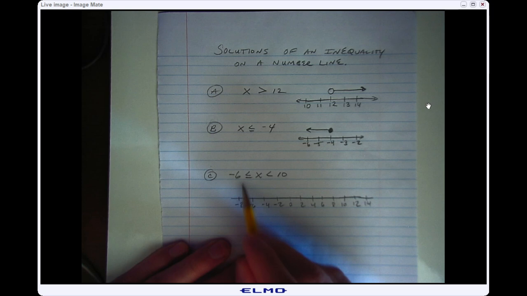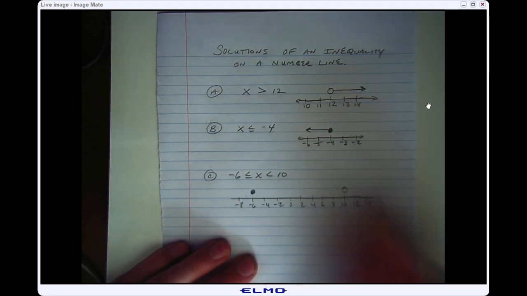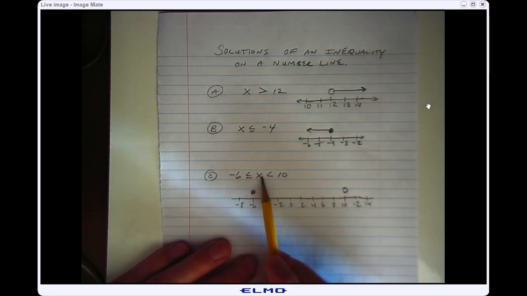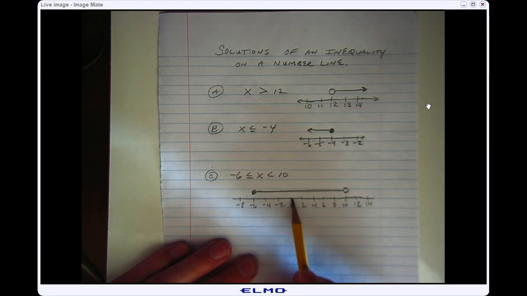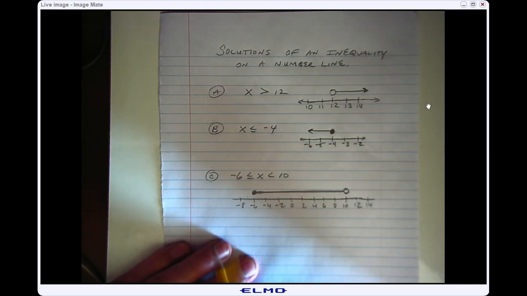So on -6, because there's an equal sign, I'm going to put a solid dot. And on 10, I'm going to put a hollow dot because there's no equal sign here. And then you have three areas to consider. Well, -8 is not bigger than -6, so I'm not going to go here. And 12 is not less than 10. So the only numbers that are going to work are the numbers in between these two dots. And if I try 0, 0 is definitely bigger than -6 and smaller than 10. So that's how you check to see which way you have to go.